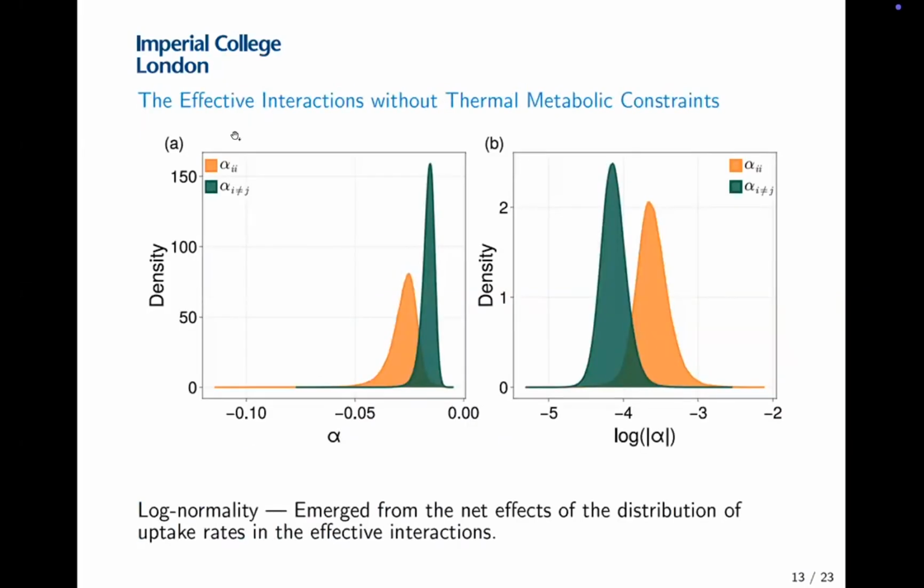Actually, this log normality did not arise from our thermometabolic constraints. Our thermometabolic constraints actually just enhance this log normality. It emerged from the effects of distributions of uptake rates in the interactions we just showed you.